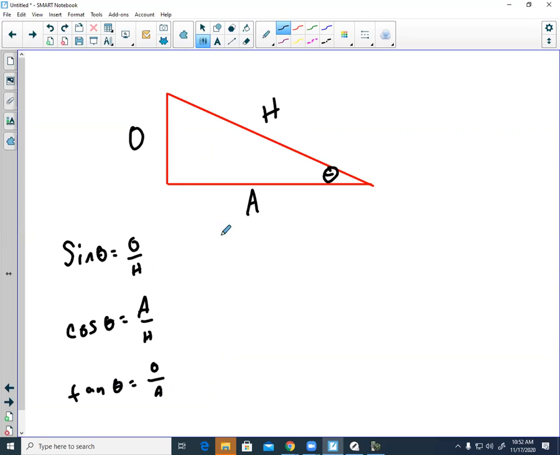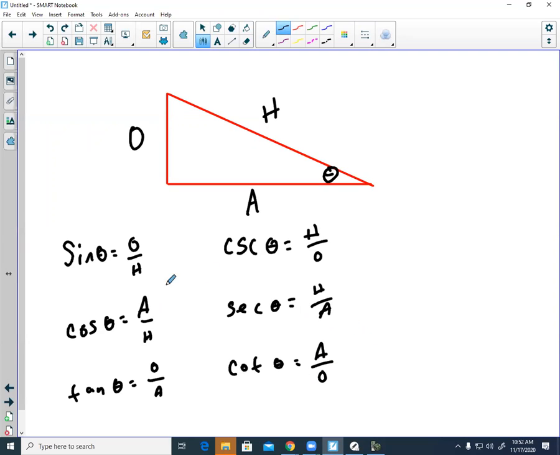Now you could then go through and figure out what the reciprocals are for cosecant, secant, and cotangent. So cosecant of that angle is going to be the hypotenuse over the opposite. The secant of the angle is going to be the hypotenuse over the adjacent, and then the cotangent of the angle is going to be adjacent over opposite. So those are just the reciprocals. Those are things that you should be able to know and understand as we work our way through. Those are just things from trig, from geometry, that you need to remember.